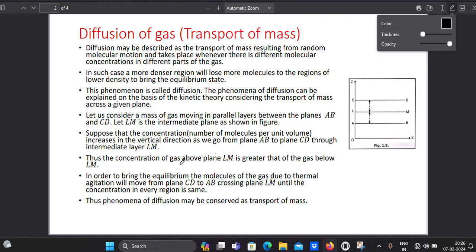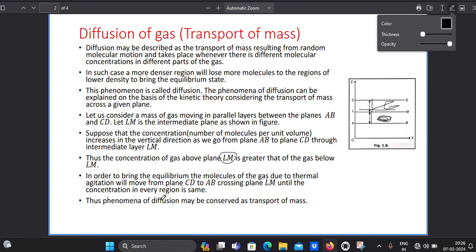Thus the concentration of gas above LM is greater than that of the gas below LM. So on this side the concentration is more, and on this side the concentration is less. Why? Because as we move in this direction, concentration increases. Concentration increasing means the number of molecules increases. In order to bring about equilibrium, that means to make these two layers equal in number of molecules.